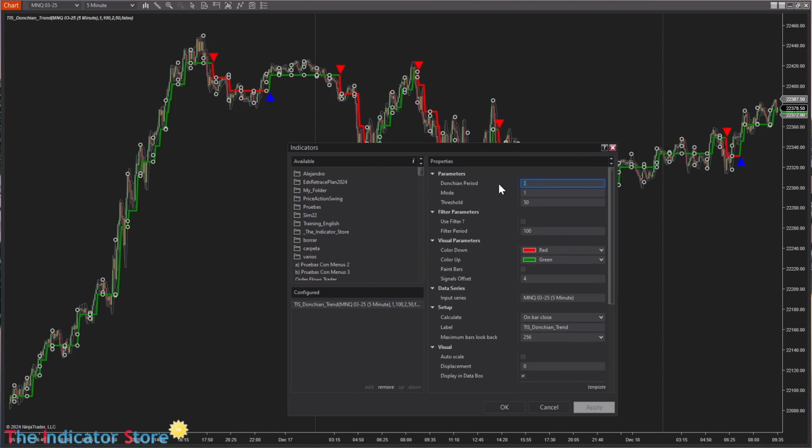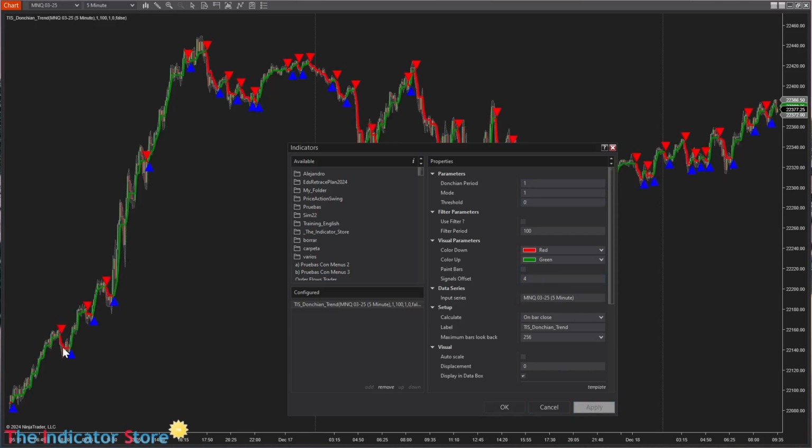So if the Donchian period is only 1 and we don't use a threshold, then we should get a lot of signals, too many signals. Going up, down. Adding a threshold adds a certain space that the market must go in the opposite direction to be trade ready. For example, this is not enough. You can see the effect on the signals increasing this number.